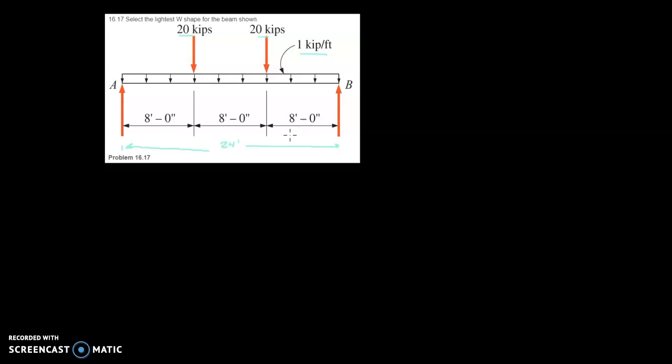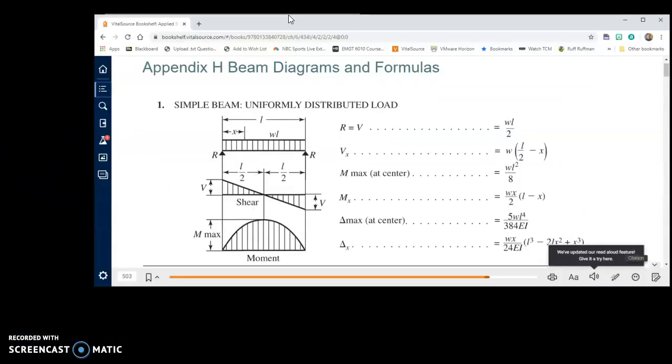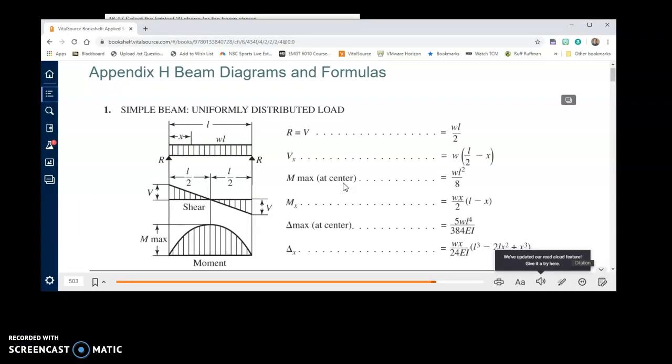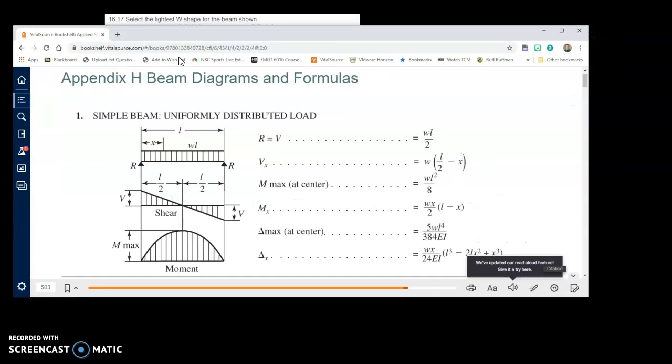So whenever you're presented with a beam, we need to first find the maximum moment. And if you don't have it memorized, you can go to Appendix H to find the appropriate formula. So like I said, we've got two different types. The first type here is a distributed load. So the maximum moment occurs at the center of the beam, and that's equal to WL squared over 8.